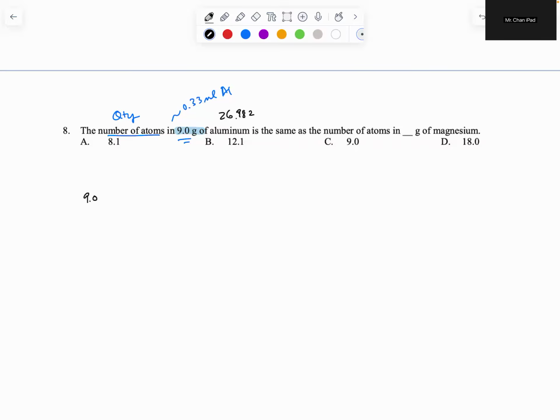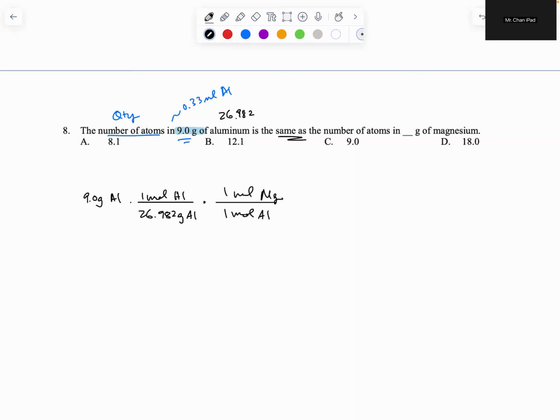Now, of course, I'm more than happy to show you the work if you want, so that you can compare and contrast. So again, you know the mass of aluminum, then you can find out the moles of aluminum. And then what? It sets the same number, right? Not 2 times, not 3 times. It's the same. That means every 1 mole of aluminum atoms corresponds to 1 mole of magnesium atoms.